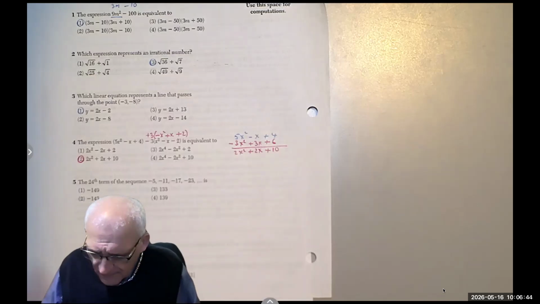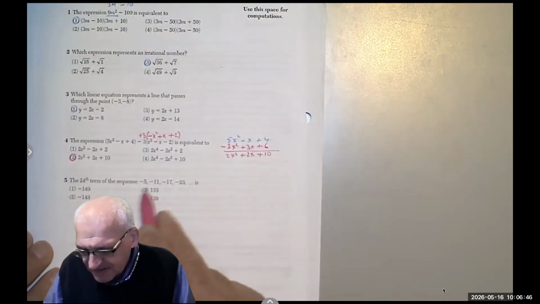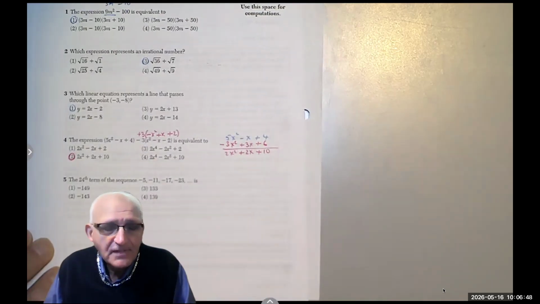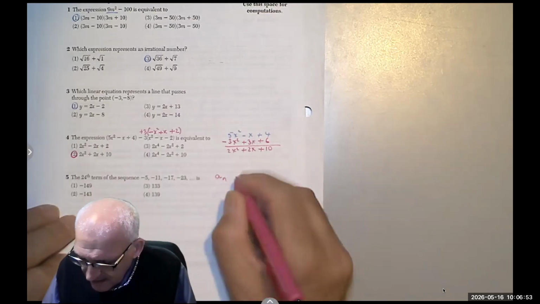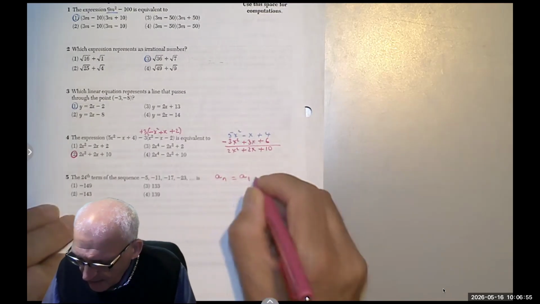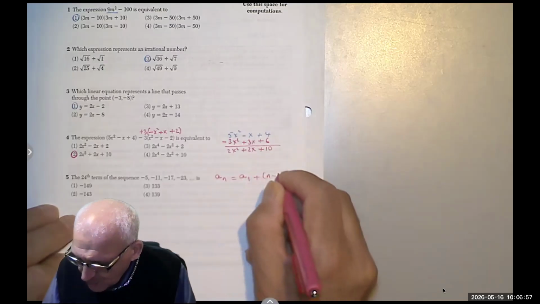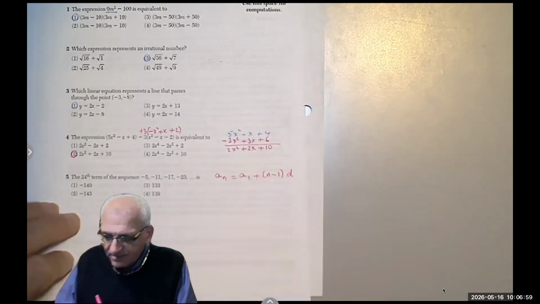Okay. The 24th term of the sequence is, okay, I know that to find a sub n, I say it's a sub 1 plus n minus 1 times the increment d.